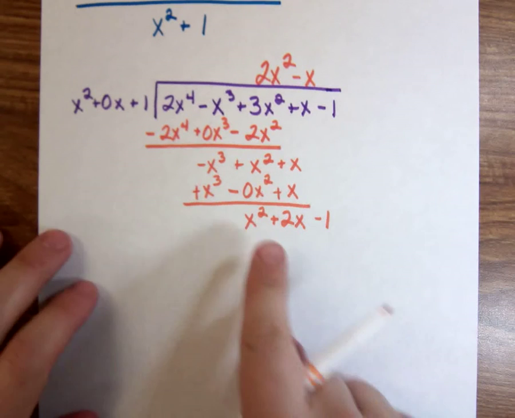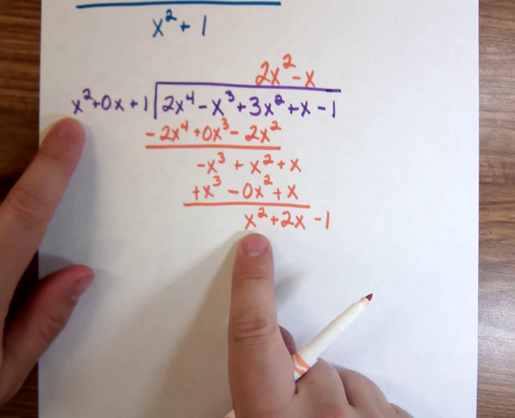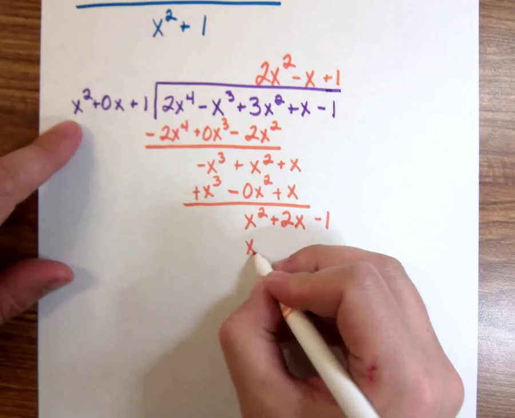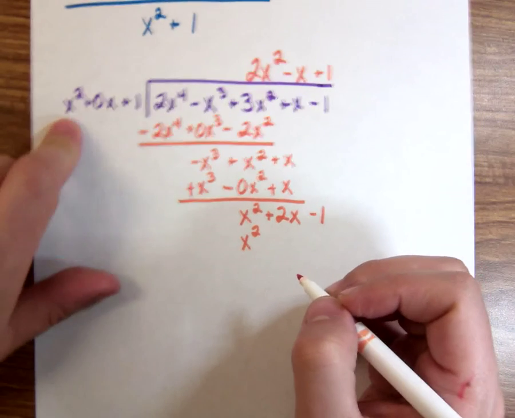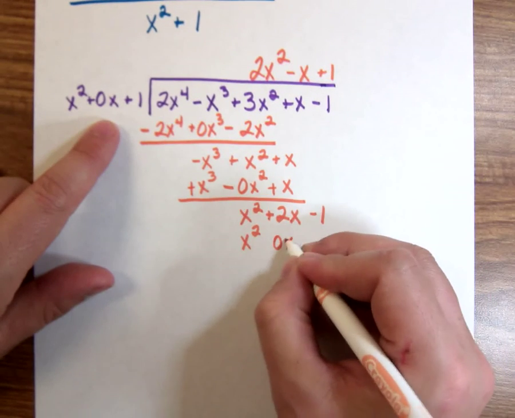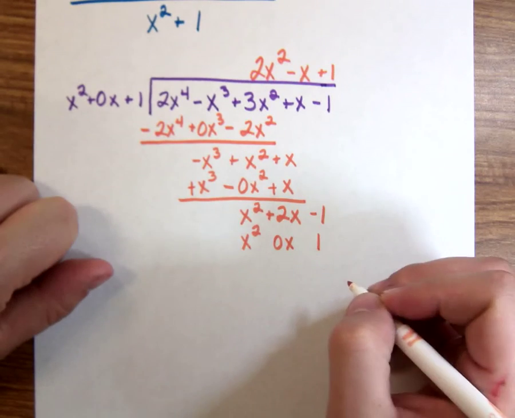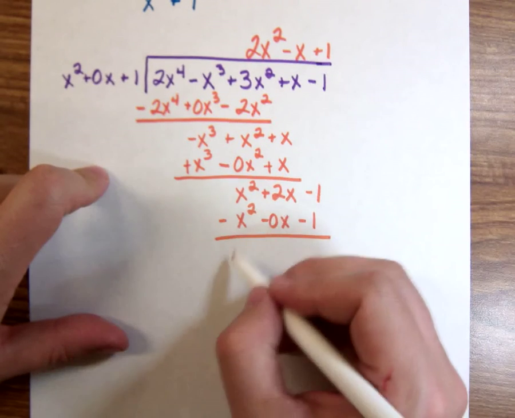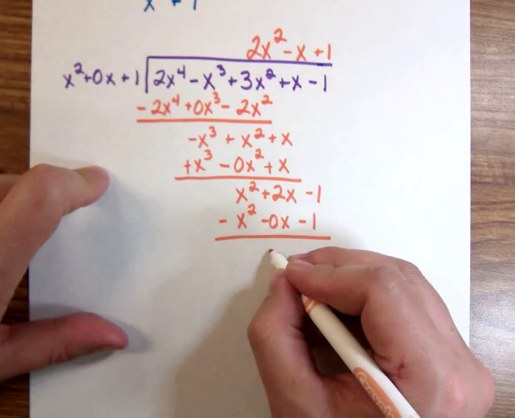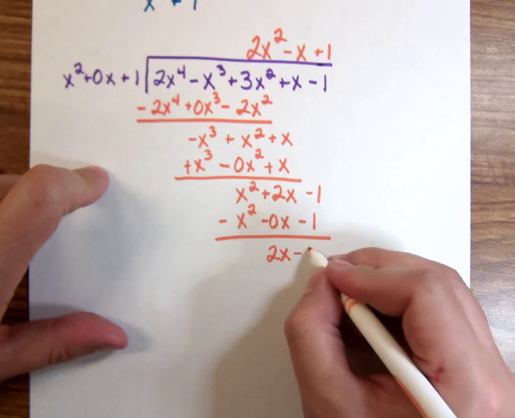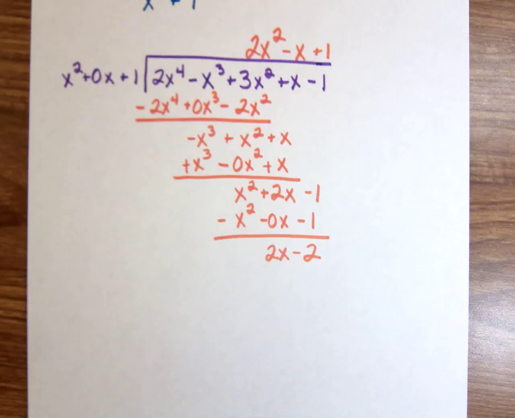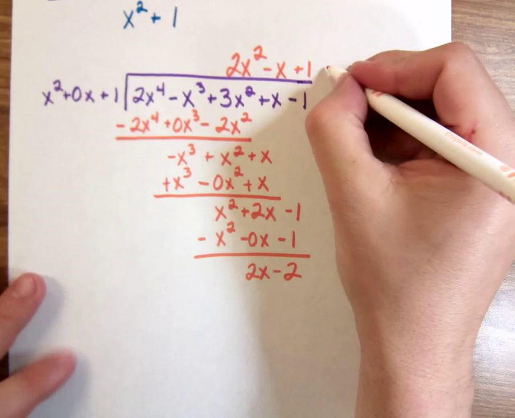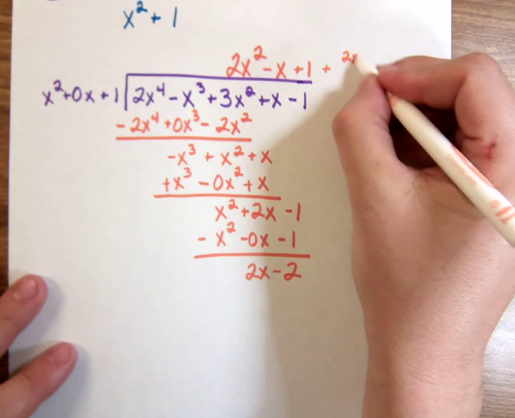The end is near. X squared divided by x squared is 1. 1 times x squared. Good. 1 times 0x. And 1 times 1. And then we subtract. Minus, minus, minus. X squared minus x squared is 0. 2x minus 0x is 2x. And negative 1 minus 1 is negative 2. Which means we got a remainder. It's 2x minus 2. So on the end, plus 2x minus 2 over.